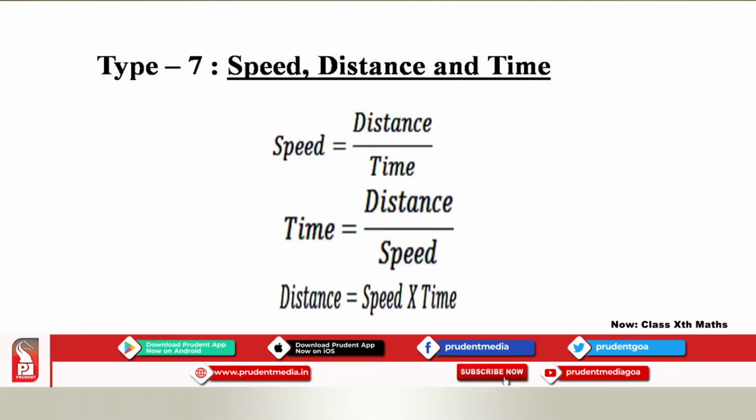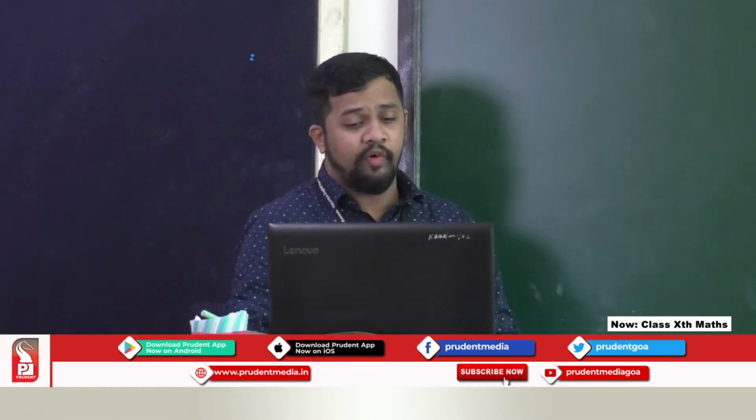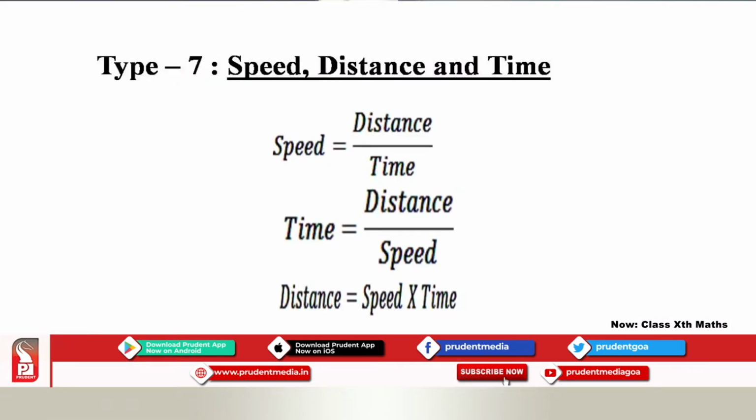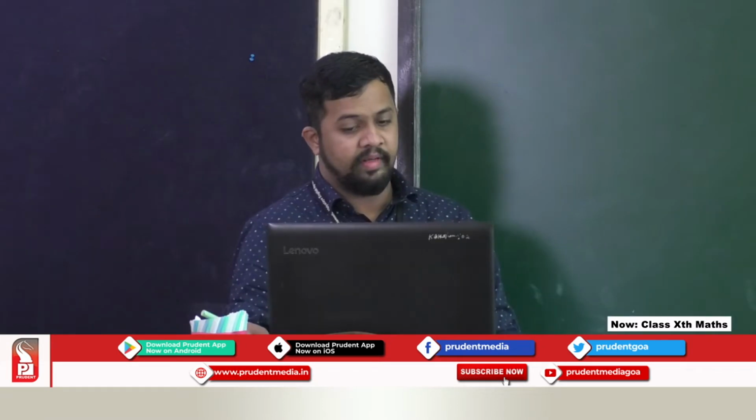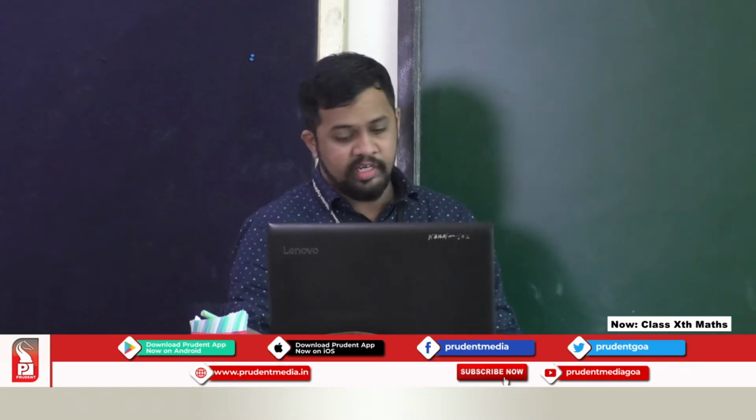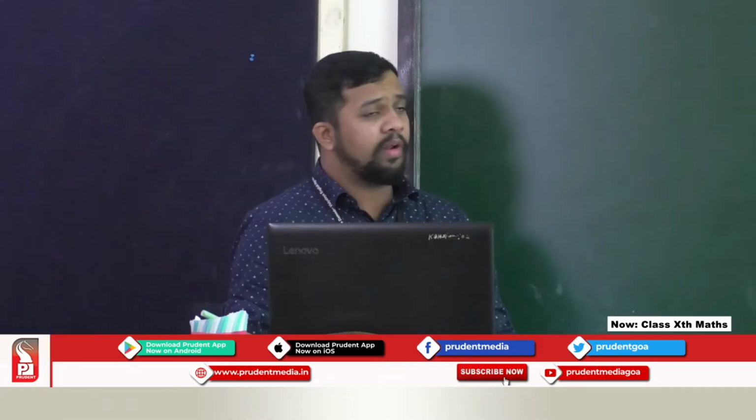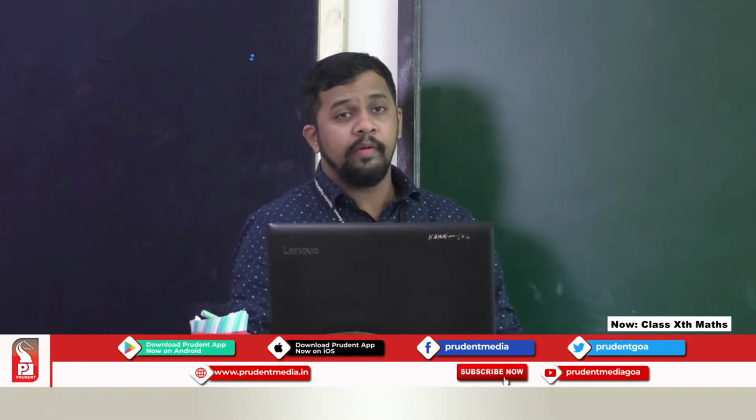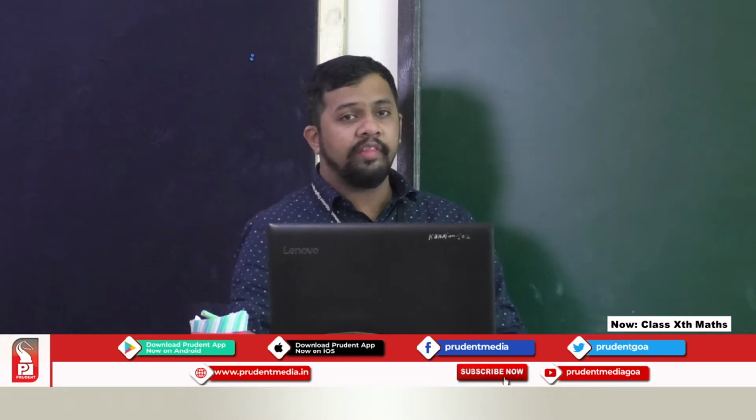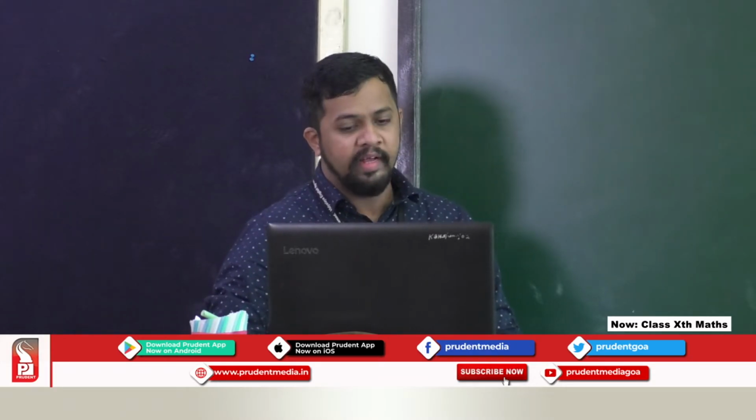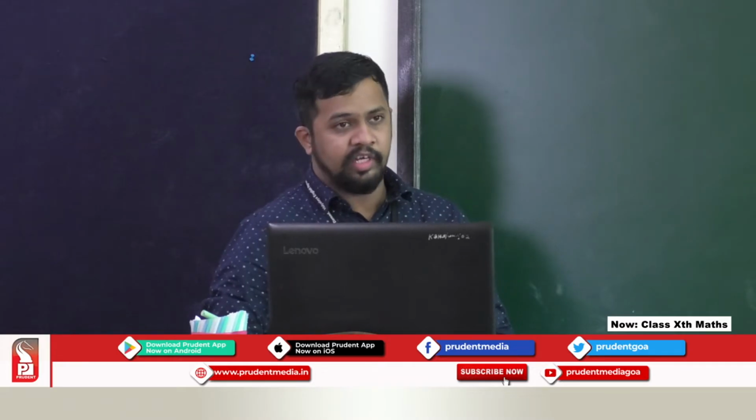We all know the definitions of speed, distance and time, and we know the formula. Speed is distance upon time. If I rearrange this formula in terms of time, I get distance by speed. If I want distance, it will be speed multiplied by time. These formulas are familiar to you. Today we will solve problems based on these, using the formula of speed, time and distance.